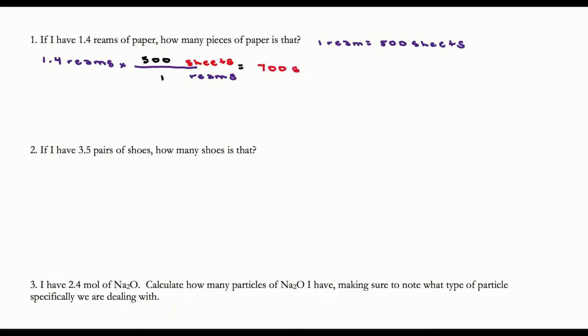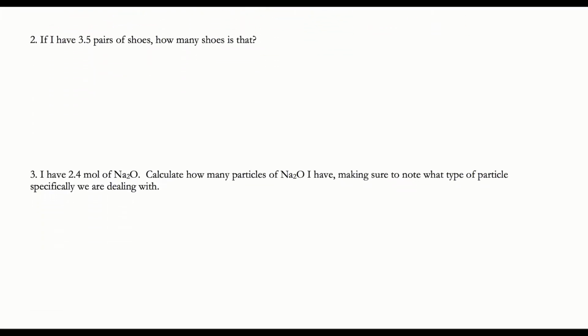Okay, let's look at one more real-world example and then get to a chemistry one. Okay. I have 3.5 pairs of shoes. How many shoes is this? So 3.5 pairs, kind of a random number, but okay. I'm going to put the unit I want to get out of on bottom, which in this case is pairs. And I want to get into number of shoes on top. So I'm going to just put shoes on top.